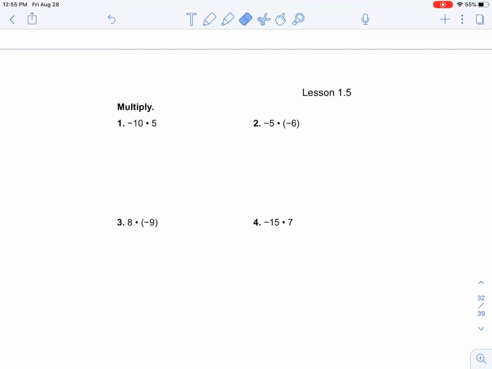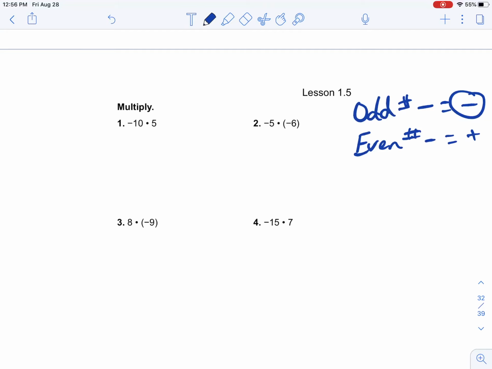So remember that, I'm going to have us rewrite this a little bit. If there's an odd number of negatives, then your answer is going to be a negative answer. If there's an even number of negatives, then your answer is going to be a positive number. So remember, there's not always just going to be two numbers to multiply or divide together. So if there's an odd number, it's going to be negative, even number is going to be positive. So let's kind of review this multiplication here.